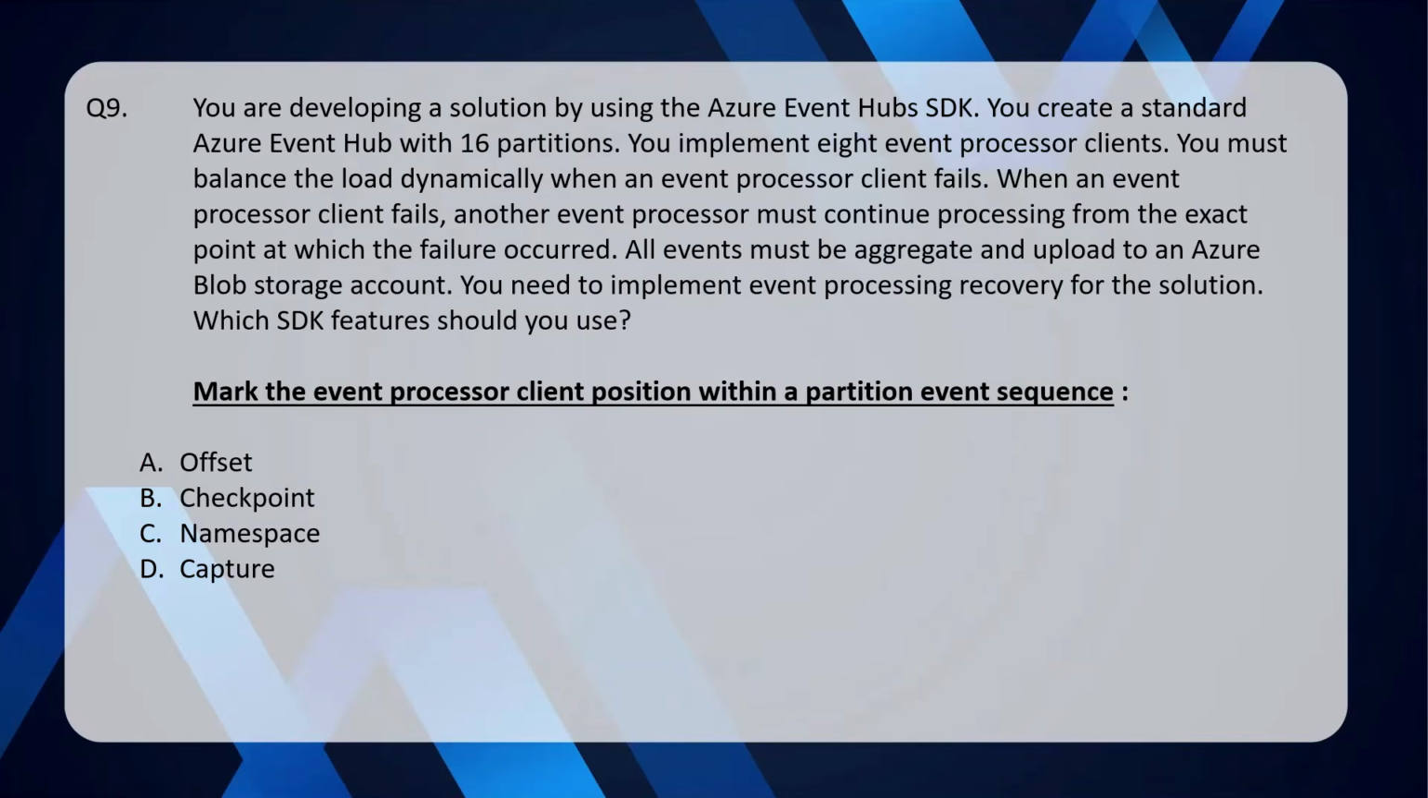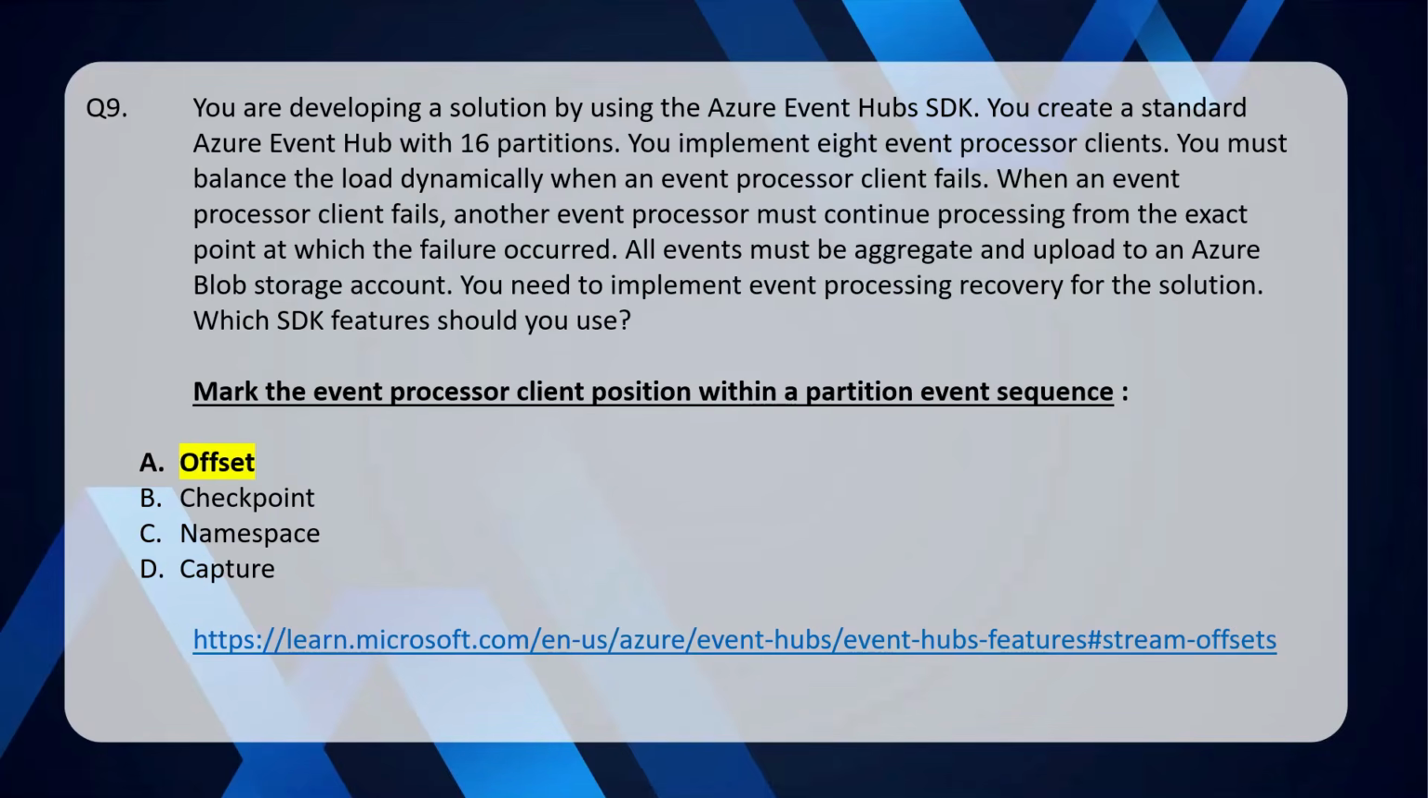beginning. Now the next part of the question is talking about marking the event processor client position within a partition event sequence. And again, you have all the 4 similar options. Now offset is a value that uniquely identifies a position within an event hub partition's event stream. It's used internally by the SDK to know where to resume processing. Checkpointing stores this offset value as the recovery points. Now friends, in both of the options, I had a link on your screen. Go through the link to understand more about checkpoints and offsets. Let's look at next question.